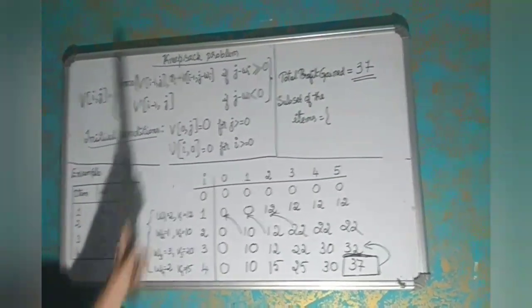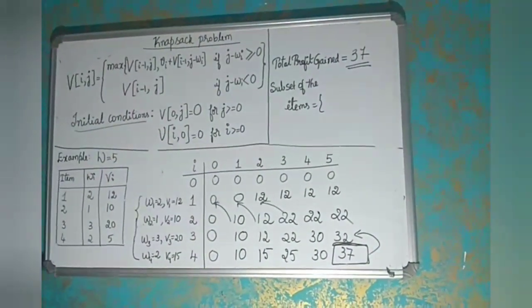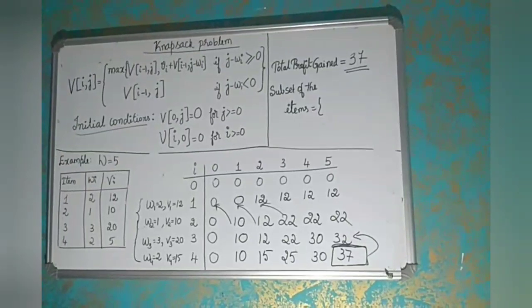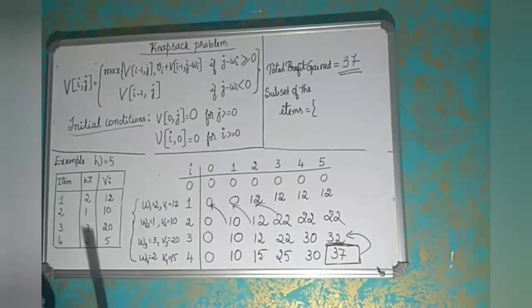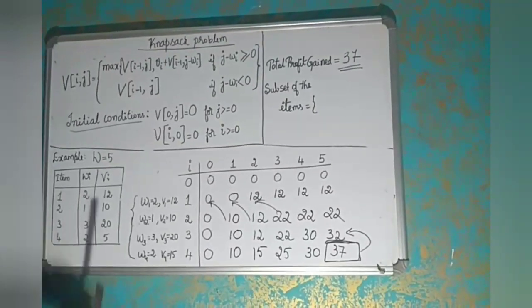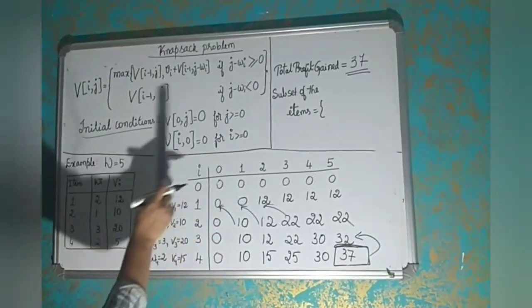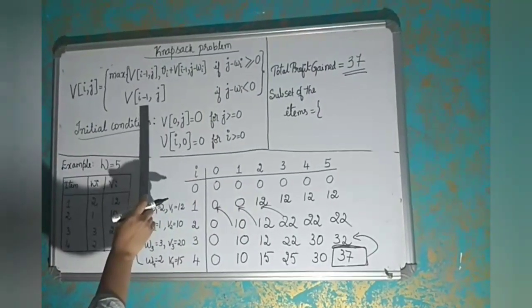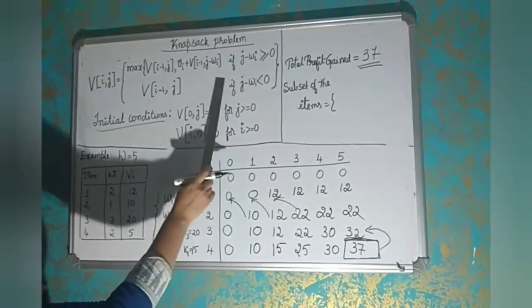See, the formula you know. J minus Wi greater than or equal to 0 means what? We can select the item. J minus Wi less than 0 means what? We cannot select the item. If we have not selected the item, then the value will be the previous value itself. If we have selected the item, then only the value will change.